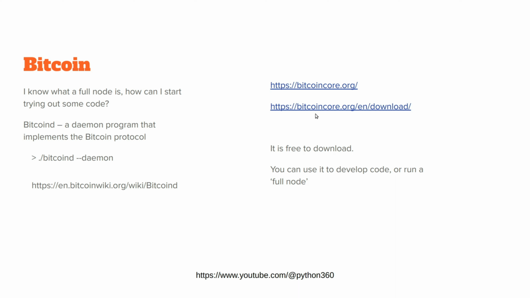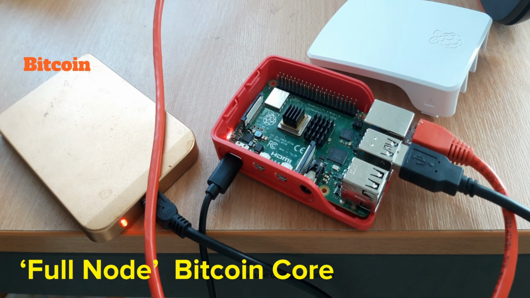See the links here, bitcoincore.org/en/download. Get a free download. Set it up, which I'm about to show you. You need to run the daemon. Bitcoin-D is a daemon program that implements the Bitcoin protocol. There's the wiki link there. And once I've shown you how to set it up, you can run it on your own computer and start experimenting, testing it. I've run it on a Raspberry Pi 4.